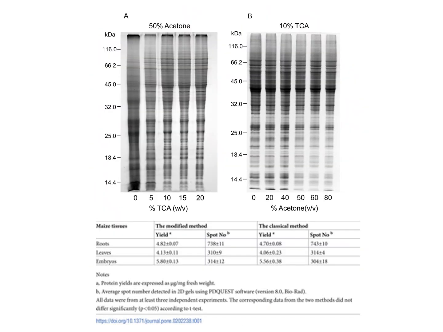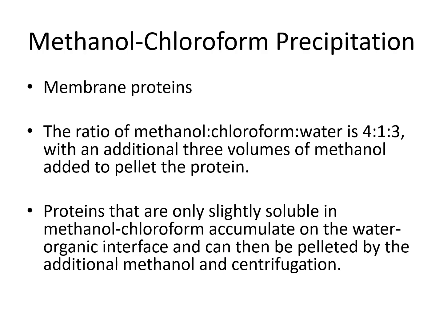And this shows you the result, 10% TCA versus 50% acetone. As you can see, the sample on panel B here, 10% TCA, seems cleaner. After the electrophoresis, you can see the TCA 10 sample is clean. And of course, you can use methanol chloroform precipitation. That's for membrane protein.